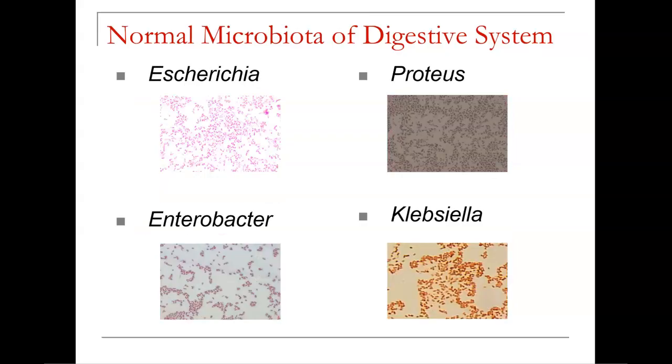Escherichia coli is a big one that we find in the large intestine. It is responsible for breaking down food that makes it into the large intestine, and it produces vitamin K that the body can then use. So it's a symbiotic relationship. It's good as long as it stays in the lower intestinal tract.